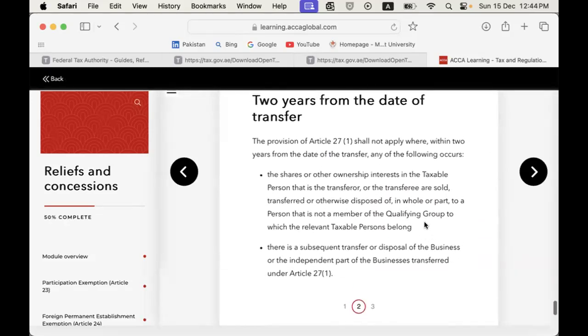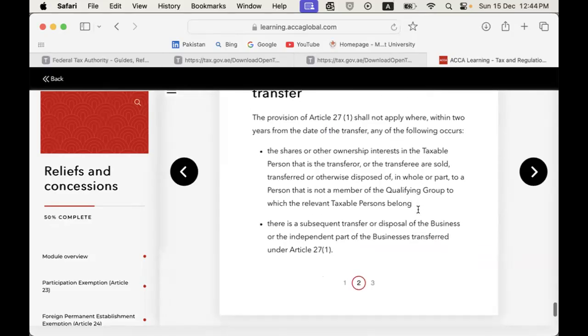Two years rule. Two years from the date of transfer. The provision shall not apply where within two years from the date of the transfer any of the following occurs. What? Shares or other ownership interests in the taxable person, that is the transferor or the transferee, are sold, transferred or otherwise disposed of in whole or in part to a person that is not a member of the qualifying group to which the relevant taxable person belongs.